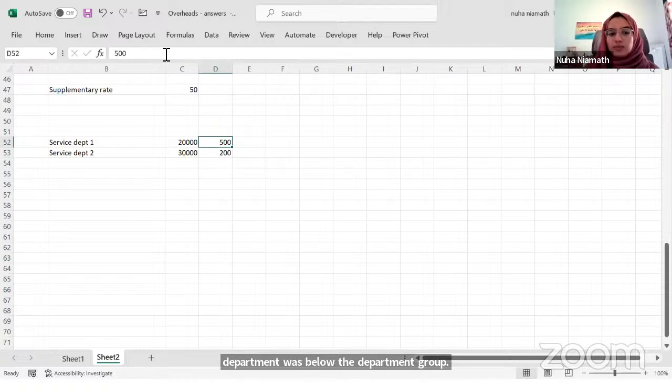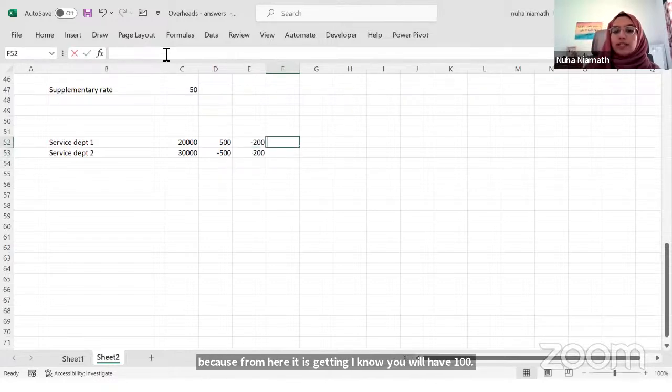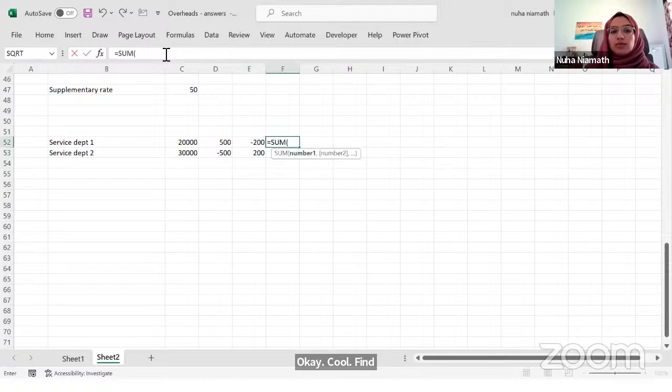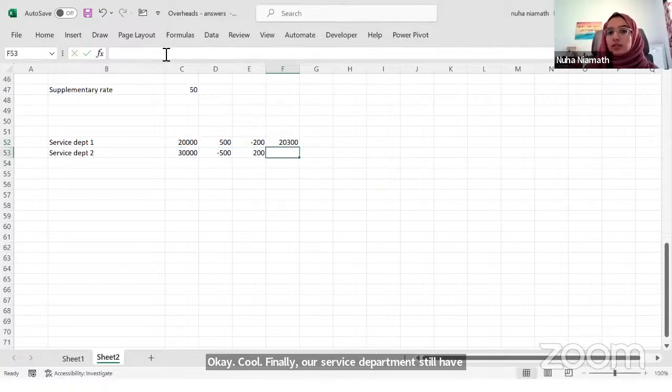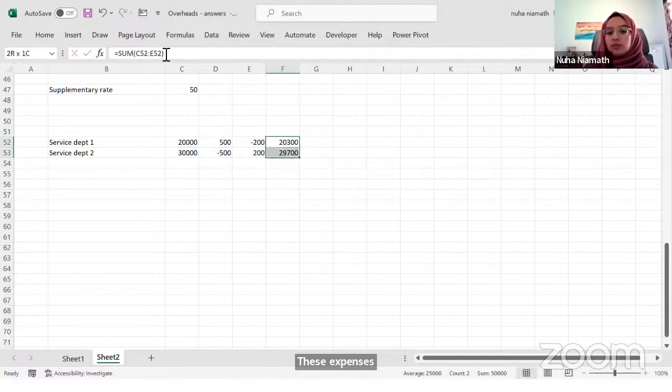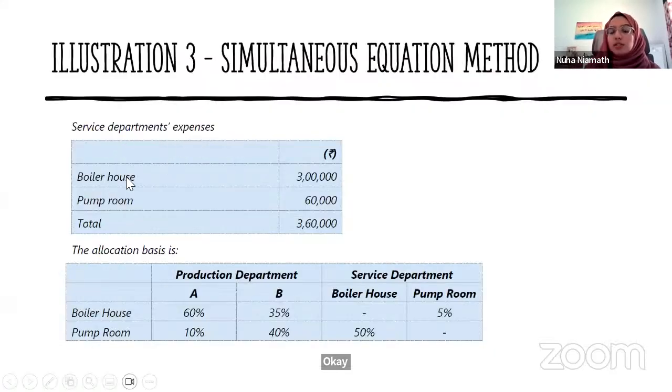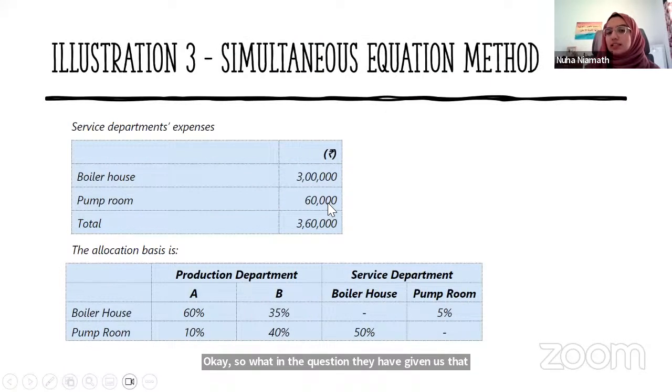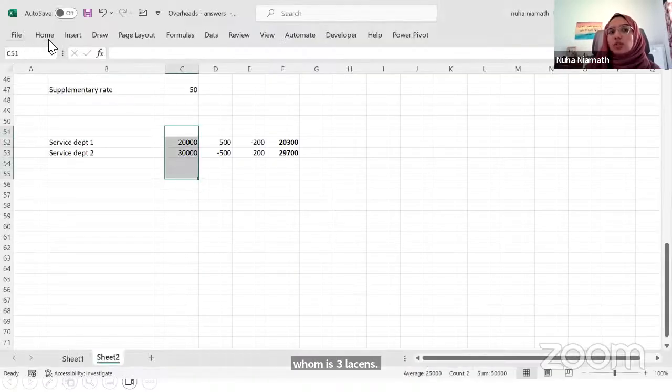So in that case, let me look at it like this. This will be minus 500 here because from here it is getting allocated to that department. And over here you will have 200 going to this department. So finally, our service departments will have these expenses. Okay. So what in the question they have given us is that the service department's expenses, boiler house and pump room, is 3 lakh and 60,000. So this is what is given in the question, right?